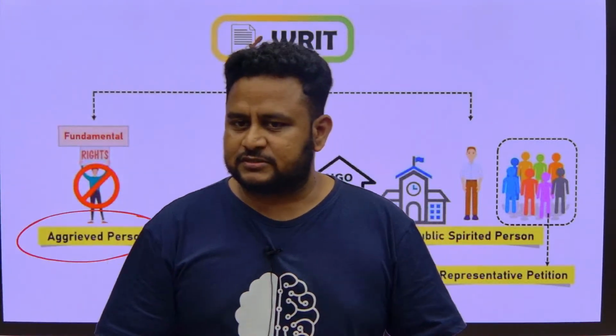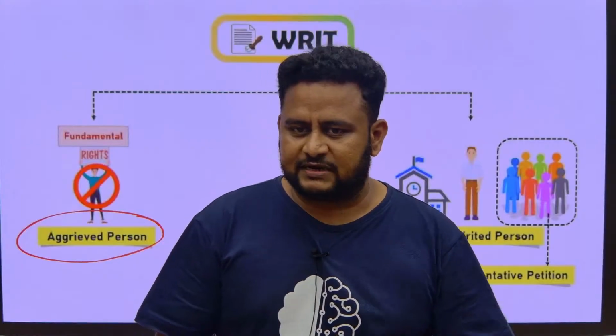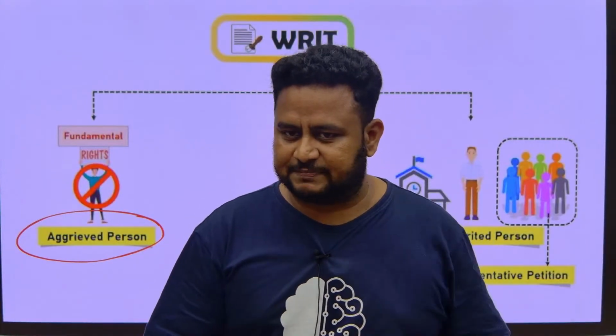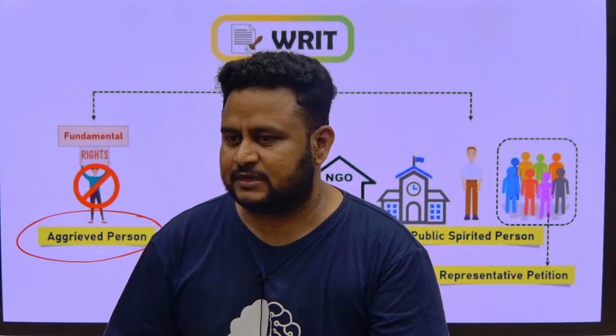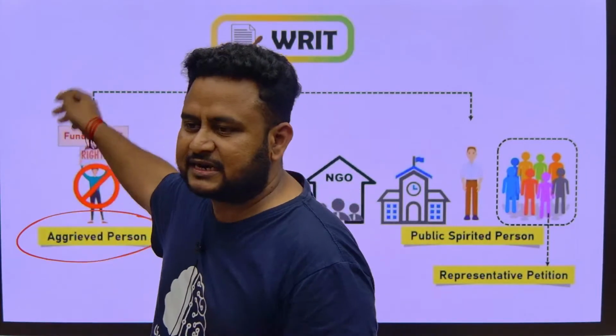Suppose you have come to the class, but I ask you to stay out of the class. That means you are the person who was affected by losing the class. That means you are the aggrieved person. Correct? That is the meaning of it. An aggrieved person directly goes to the Supreme Court.